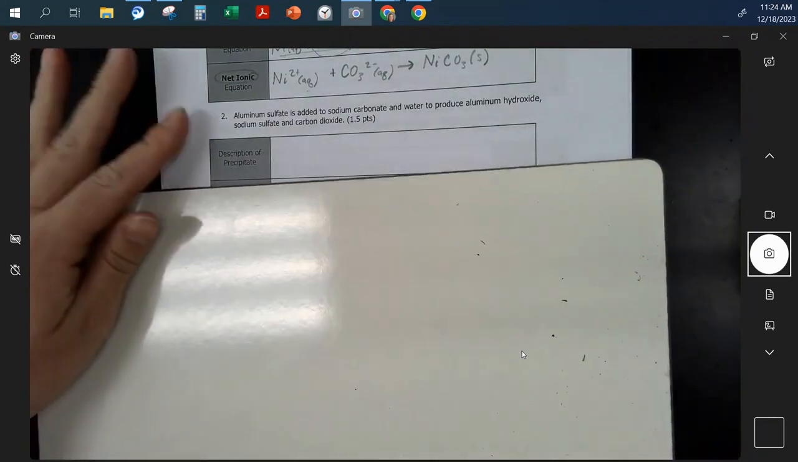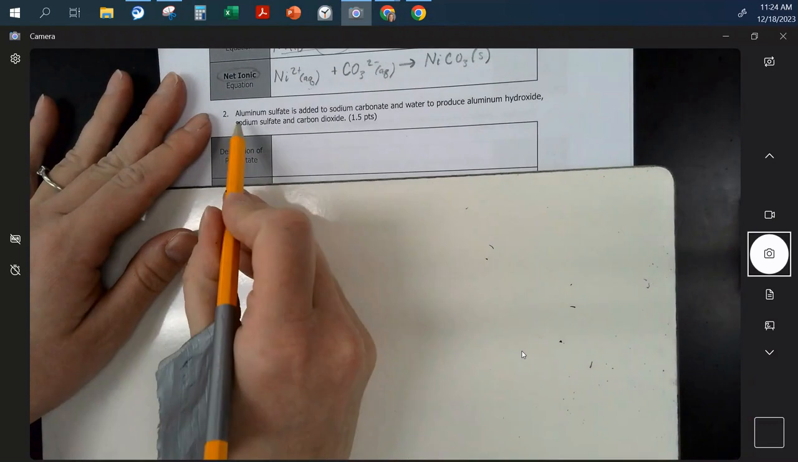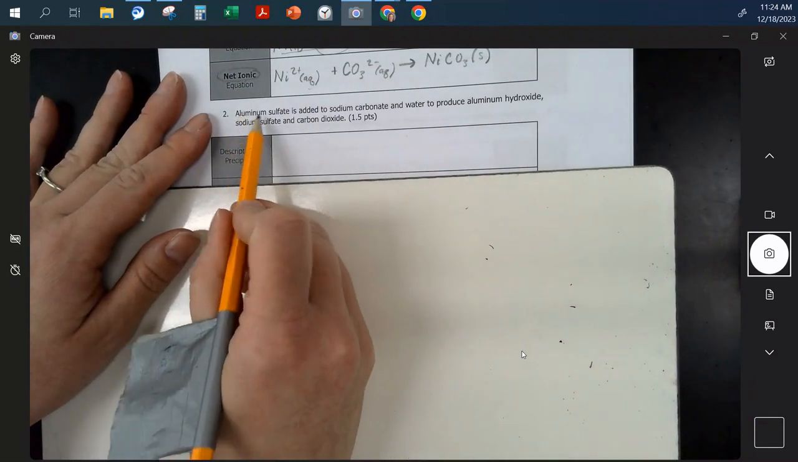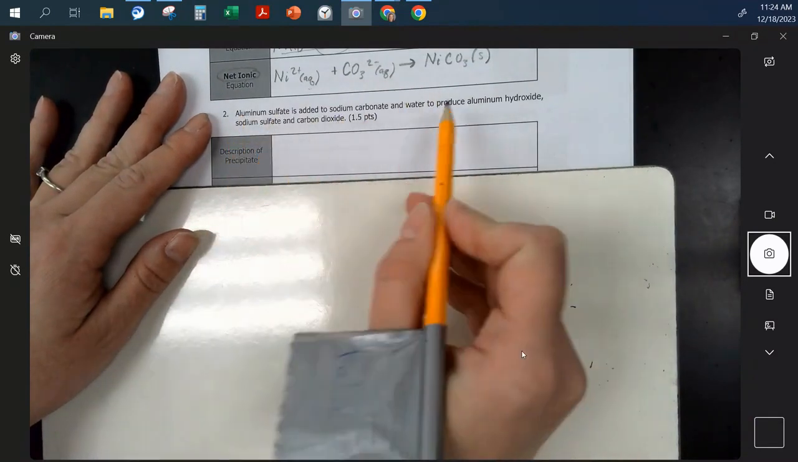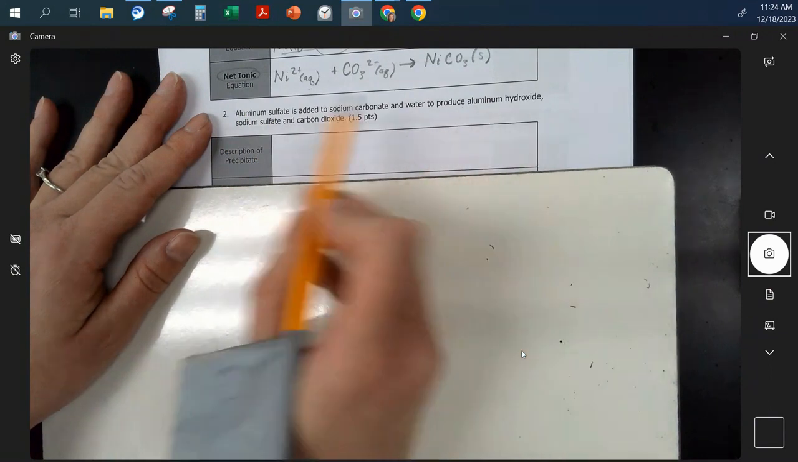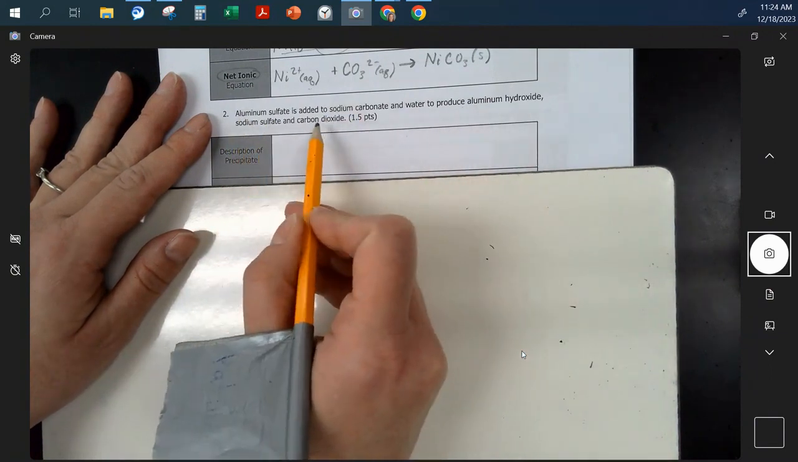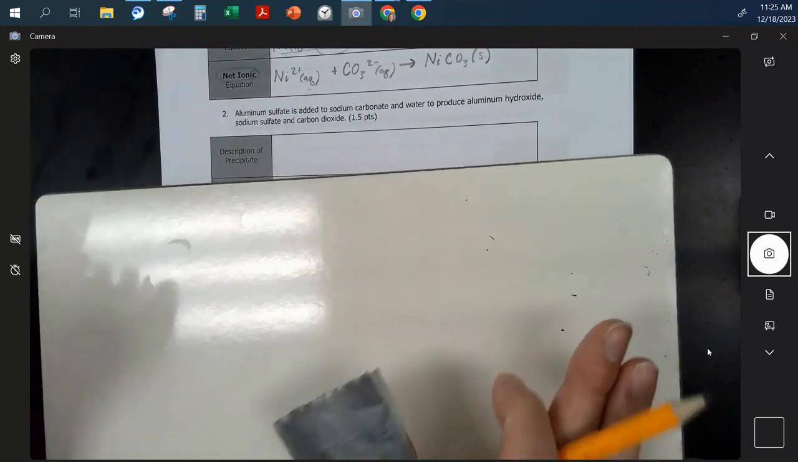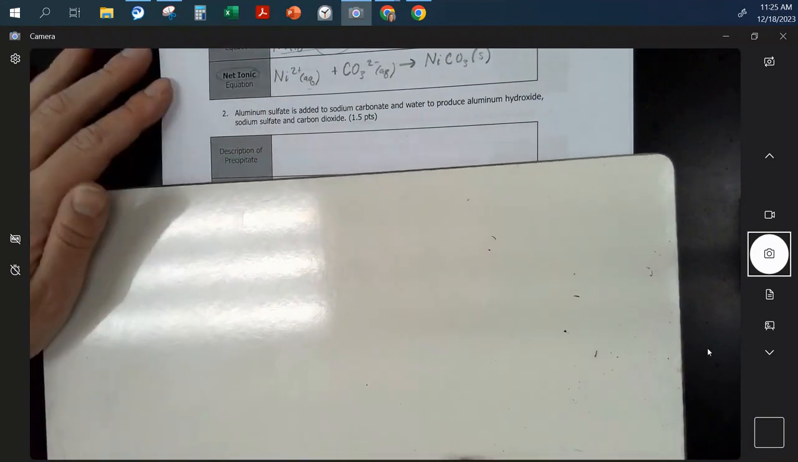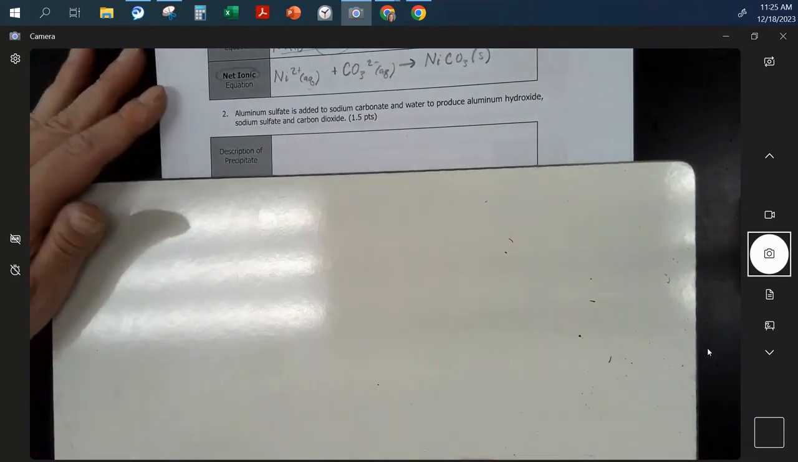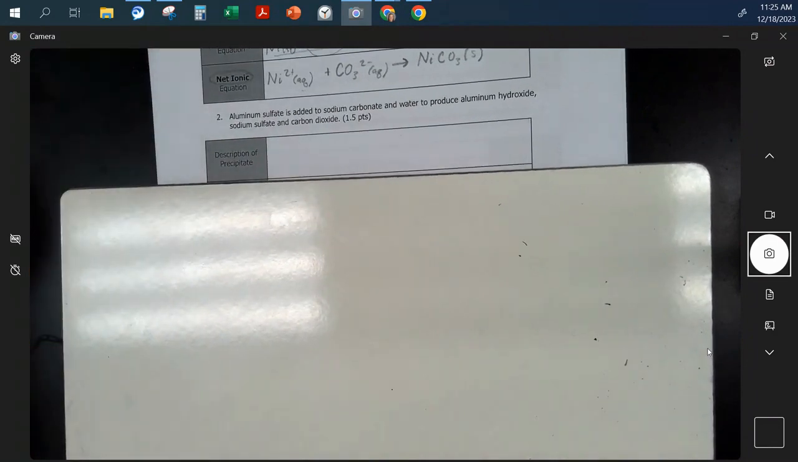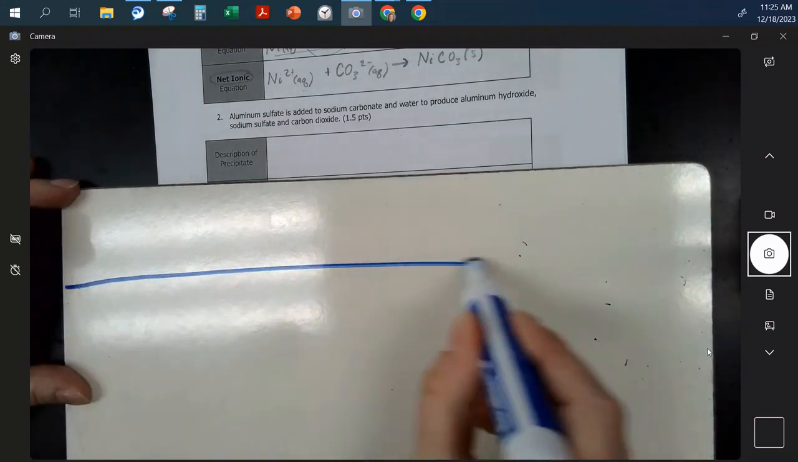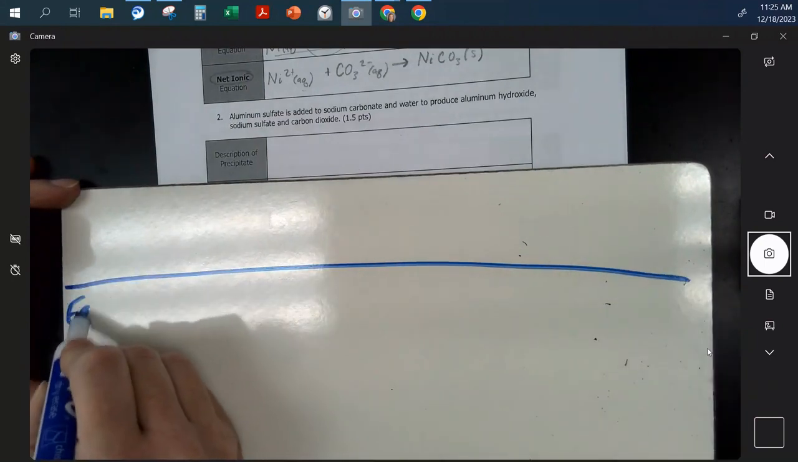You do the description. Then we're going to look at our information. It says aluminum sulfate is added to sodium carbonate and water to produce aluminum hydroxide, sodium sulfate, and carbon dioxide. I think that's why this one's the trickiest, because it has so many things going on. Okay, so let's write out what we have. I'm going to make a box for showing my work, and then I'm going to write my equation.